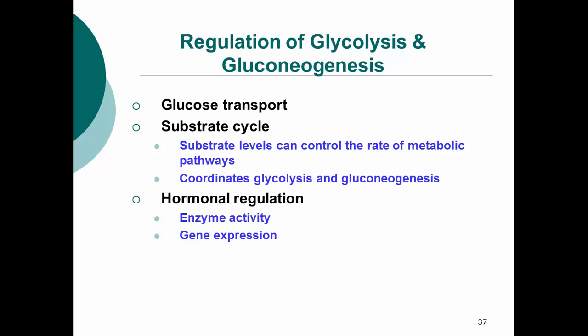Now let's talk about the regulation of glycolysis and gluconeogenesis. So we now understand the two main pathways in glucose metabolism, glycolysis versus gluconeogenesis. And these two pathways are active in different conditions, right? Glycolysis is very active in the fed conditions, and gluconeogenesis is more active in the fasting conditions.